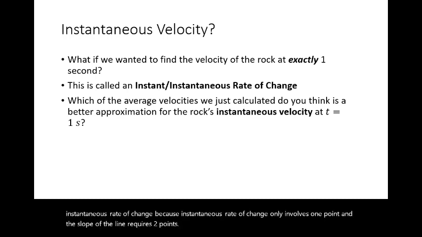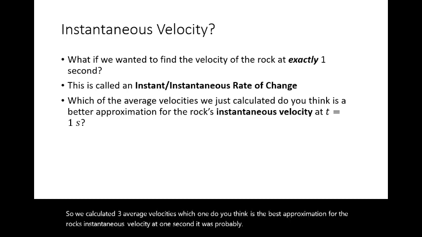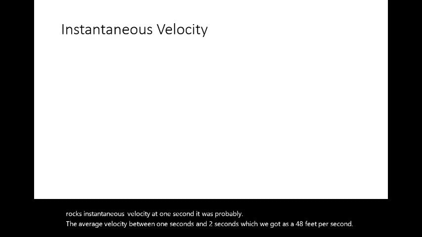So we calculated 3 average velocities. Which one do you think is the best approximation for the rock's instantaneous velocity at 1 second? It was probably the average velocity between 1 second and 2 seconds, which we got as 48 feet per second. That was probably the best approximation of the 3. However, this still isn't good, because for a rock that is moving that quickly, 1 second is actually a lot of time, and a lot of accumulated distance happens in that 1 second.